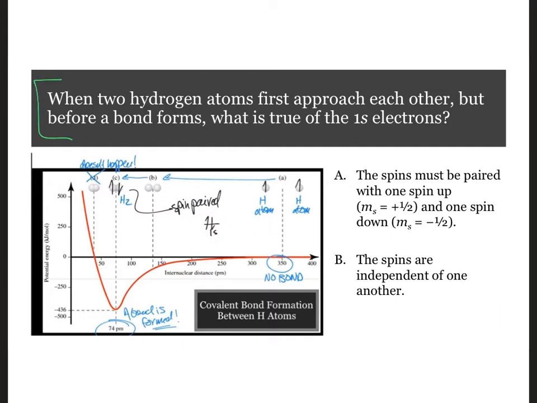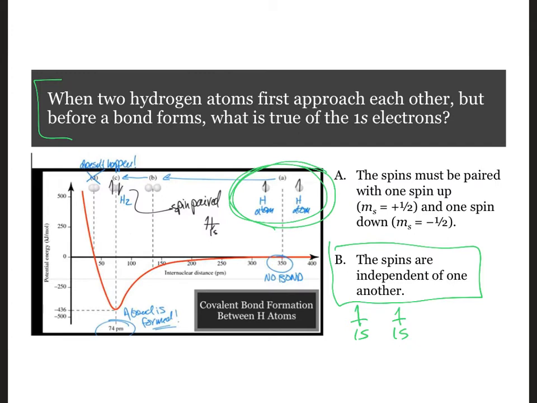Our first one talks about when two hydrogen atoms first approach each other, which is this area right here. What is true of the 1s electrons? What I was hoping everyone would catch on is that the spins are independent of one another. That means we can have these two atoms coming in and they can both be spin up, or we can have a spin up and a spin down. It doesn't matter because they're independent of one another.